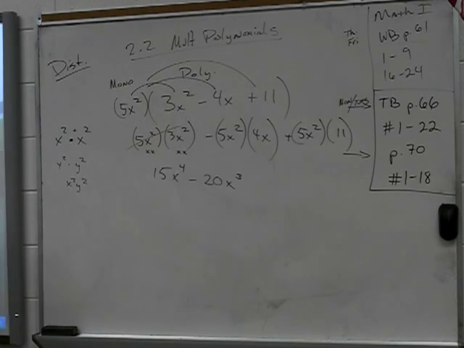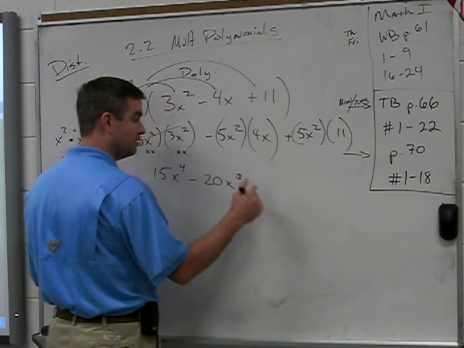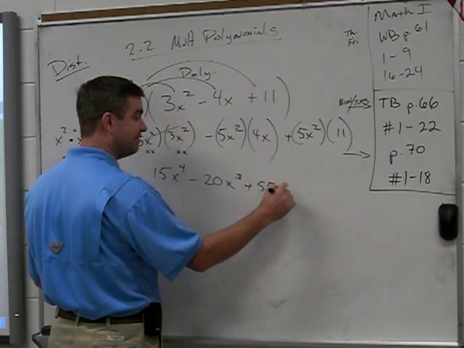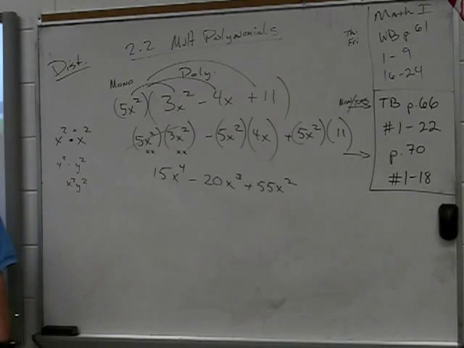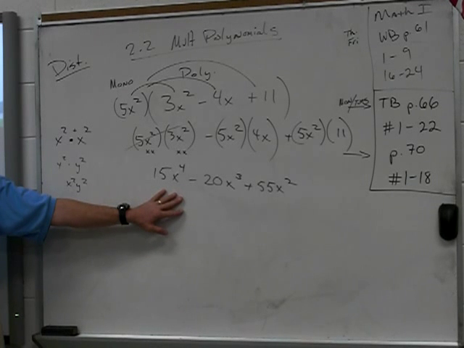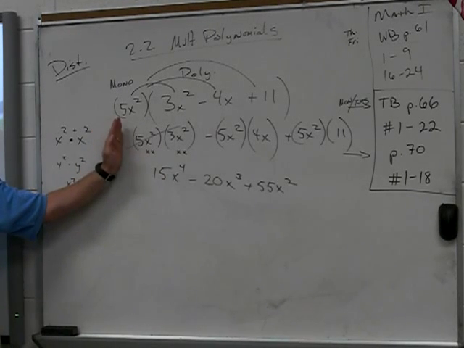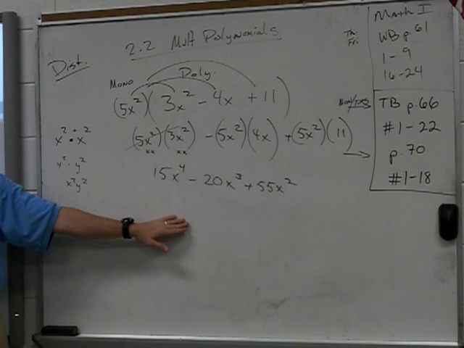All right, we're almost finished. What is 5x squared times 11? 55x squared. Very good. We're going down, down, down, down. We wrote it in descending order. What is the degree of this? 4. What's the leading coefficient? 15. We multiplied a monomial times a polynomial. What was our outcome? A trinomial.